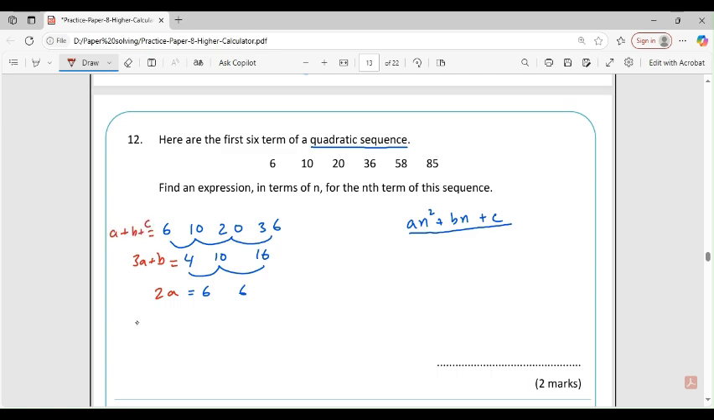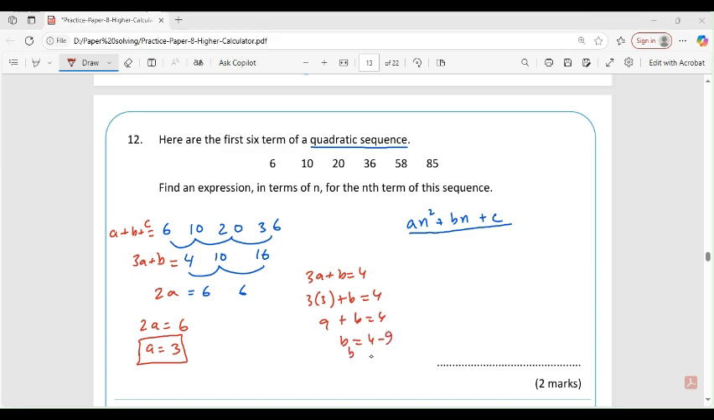Now since we know very well that 2a, the first one, is giving us a 6, that means the value of a is going to be 3. Now we know the value of a is 3, we can find out 3a plus b. 3a plus b is equal to 4. We know the value of a is 3, so 3 times 3 plus b equals 4. So this is 9 plus b equals 4. So the value of b is going to be 4 minus 9, which is equal to negative 5.